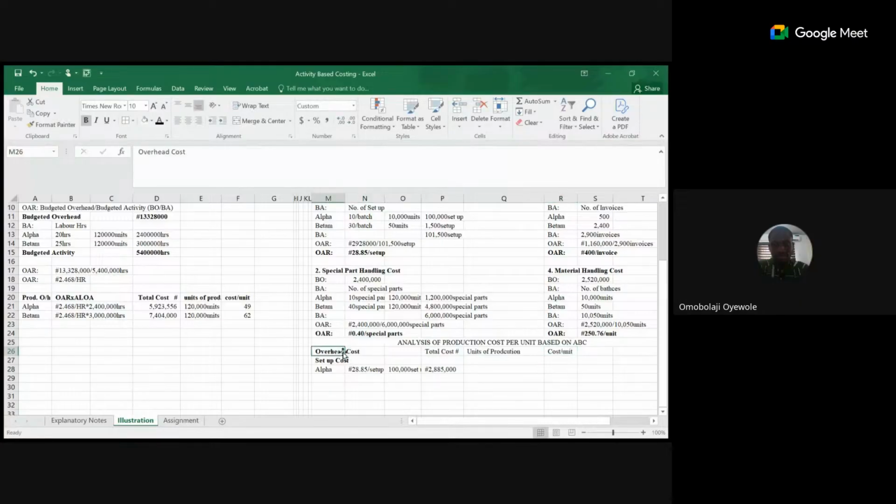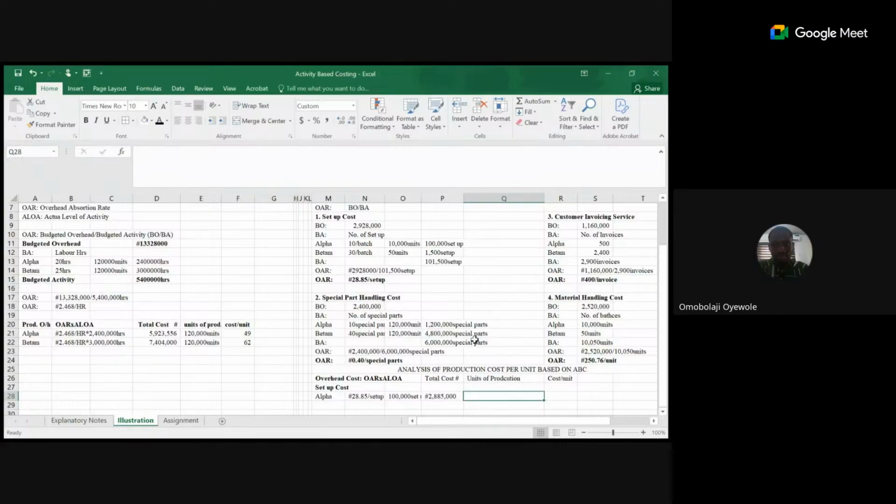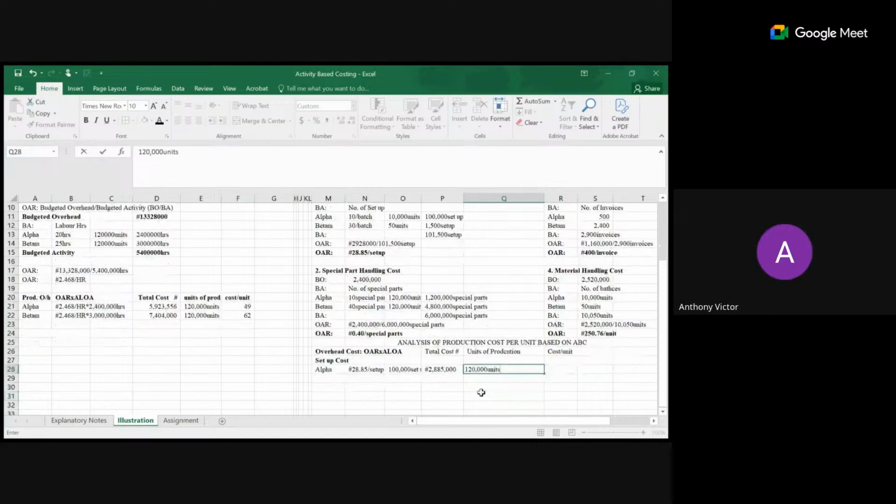So remember, let me do it like this. OAR times actual level of activity. So for setup cost, if you look at what we are doing now, what's the unit of production for our farm? The unit of production for our farm is 120,000 units, right? Yes. Then what will be the cost per unit?